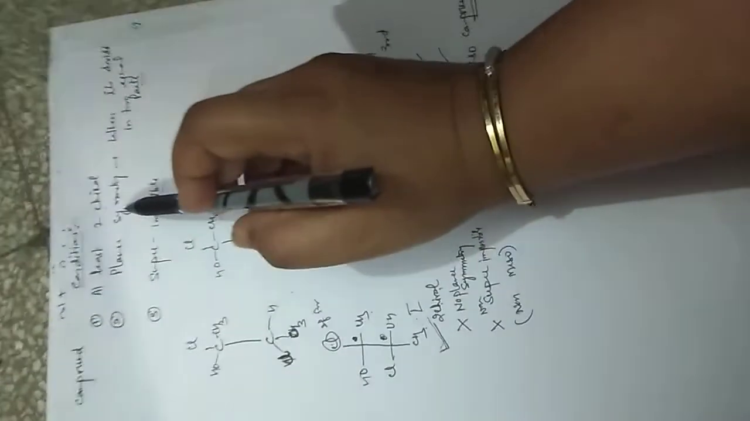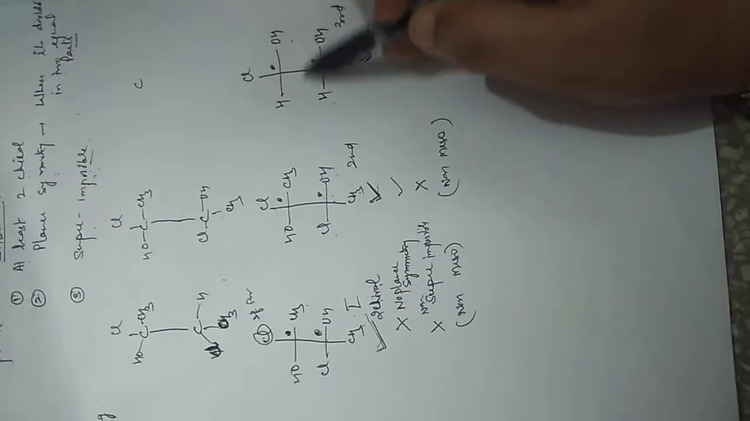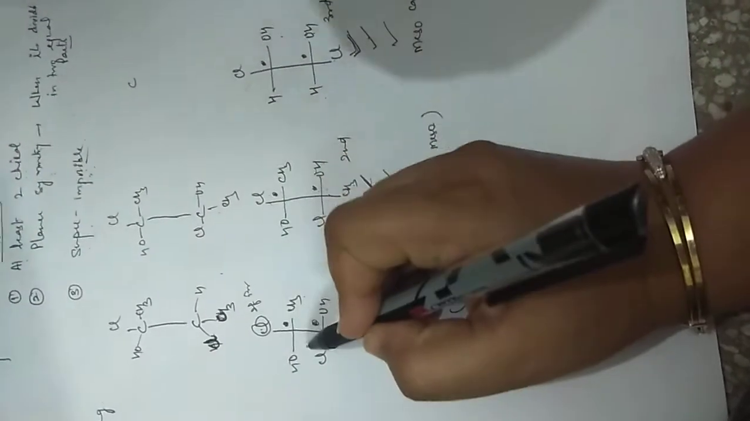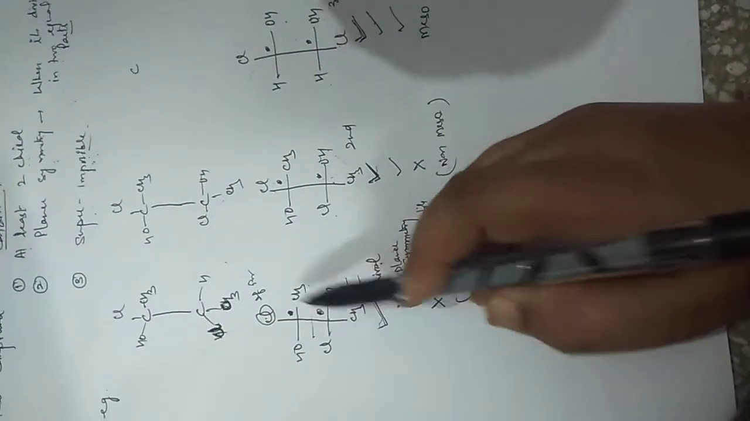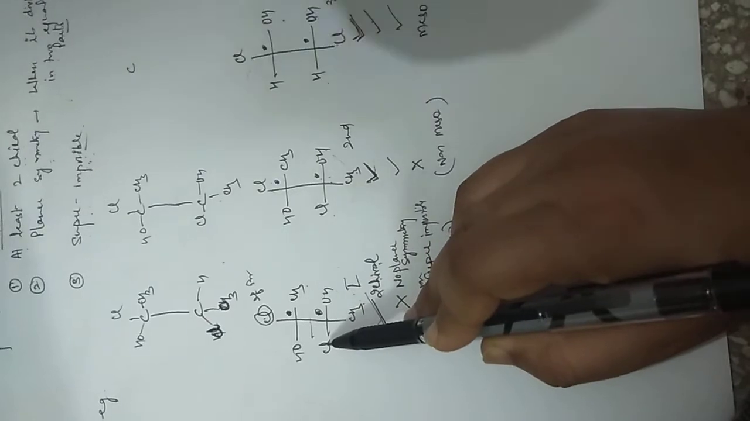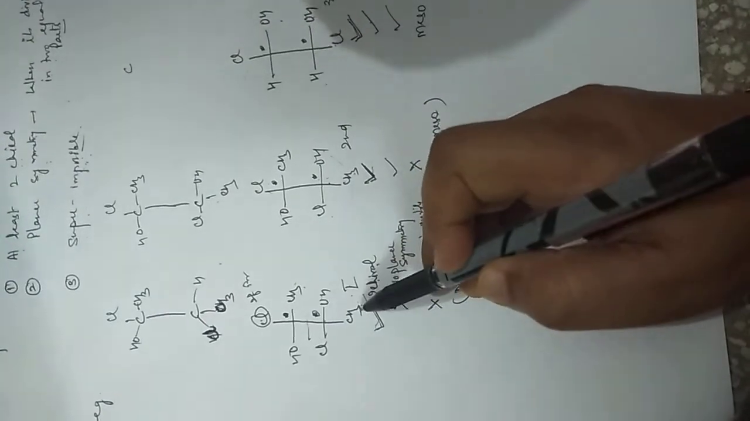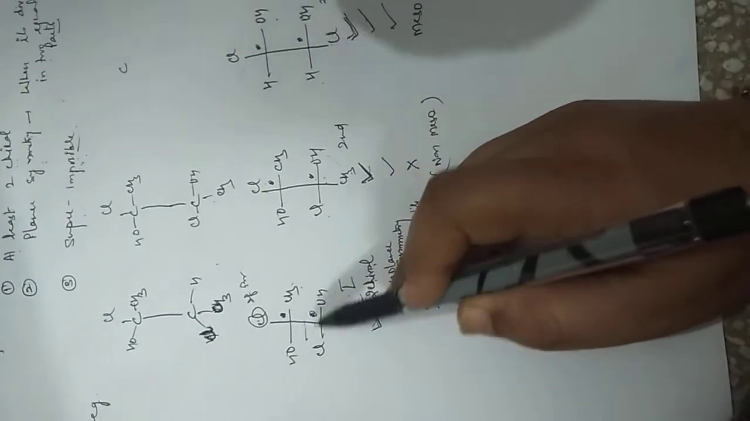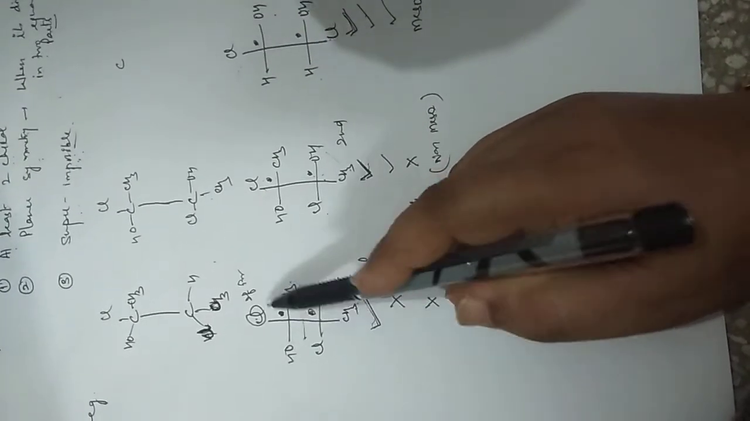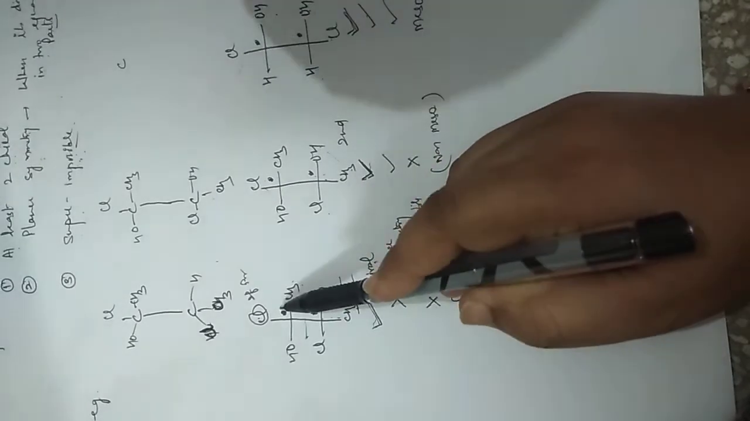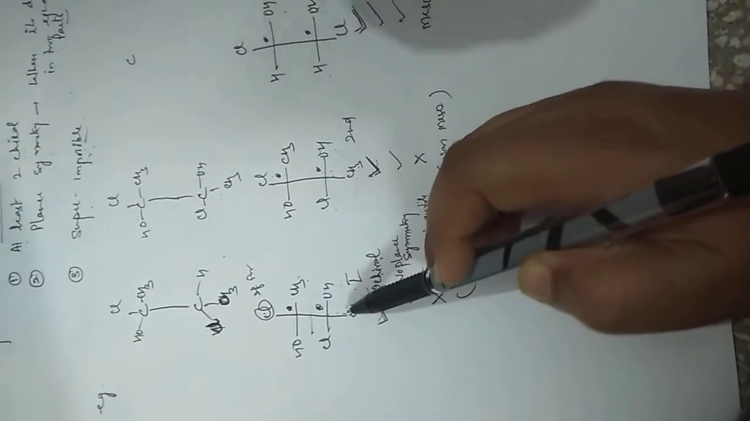Second condition is the plane of symmetry. Plane symmetry means it is divided into 2 parts. If you cut from here, you can see 1 chlorine here, 1 chlorine here, CH3 and CH3, OH and OH. If you divide it into 2 parts, they are equally divided.